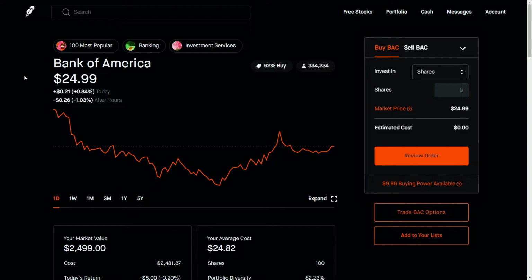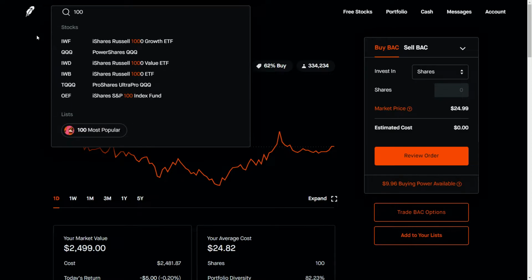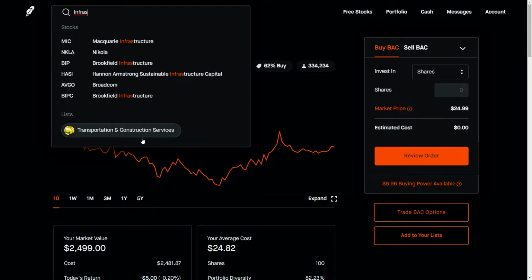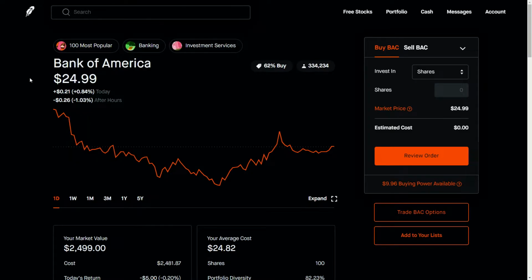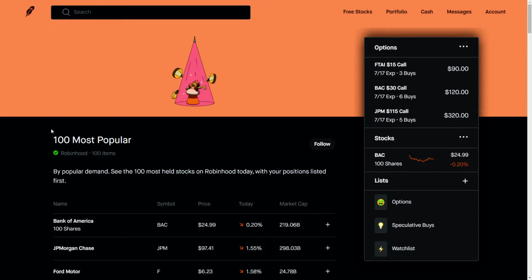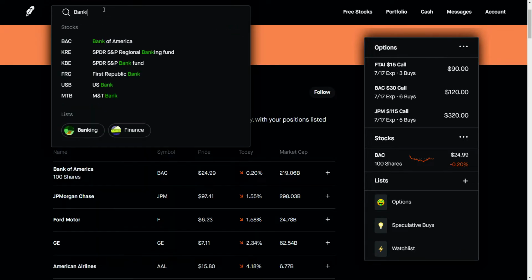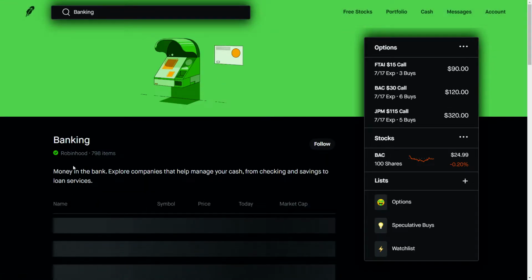The second feature that I want to look at is these list options here at the top of your screen. Oftentimes, I know on the app it's a little bit more user friendly, but if I go here, I can type in 100 and it'll show the 100 most popular. Or if I go into infrastructure, you can see that it'll show different lists associated with that. The reason that I highlight that is because this is very important to know what are some sympathy plays, or what else people are going to be looking at or buying if I'm looking at an individual stock.